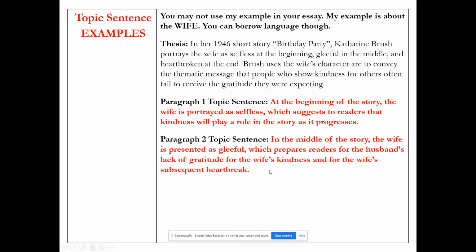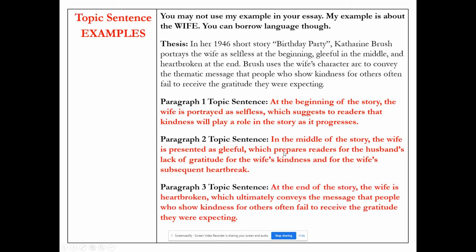Second topic sentence, in the middle of the story, the wife is presented as gleeful, which prepares readers for the husband's lack of gratitude for the wife's kindness and for the wife's subsequent heartbreak. You can see again here, word middle, character's name, gleeful adjective, and then the thematic piece. And then paragraph 3, same deal. At the end of the story, the wife character is heartbroken, adjective, which ultimately conveys the message that, and then you have the identical message as the one that you see up in that thesis statement.